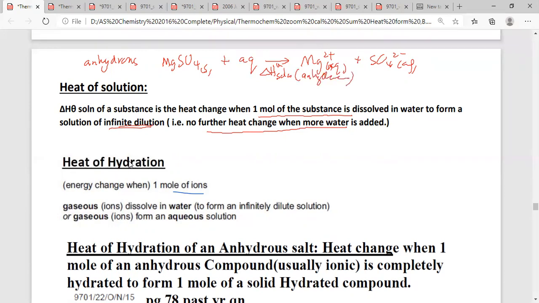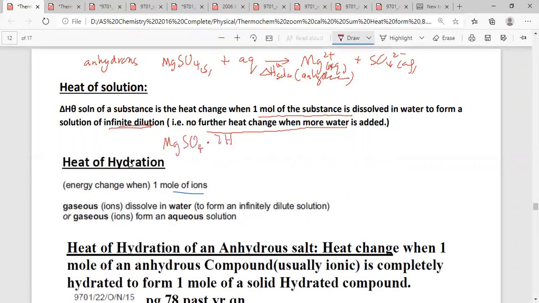Now there's another one, of course, when you start with magnesium sulfate hydrated, with 7 water of crystallization. This is the common one you use, heating your crystals to find how many moles of water. Both are solid, and it also gives you the same thing here. This is also called the heat of solution, but for hydrated. Now from here to here, you just add water, it's still solid. This is called the heat of hydration.